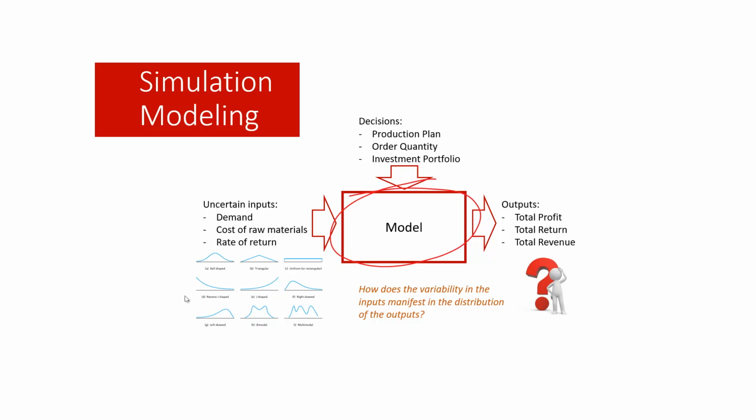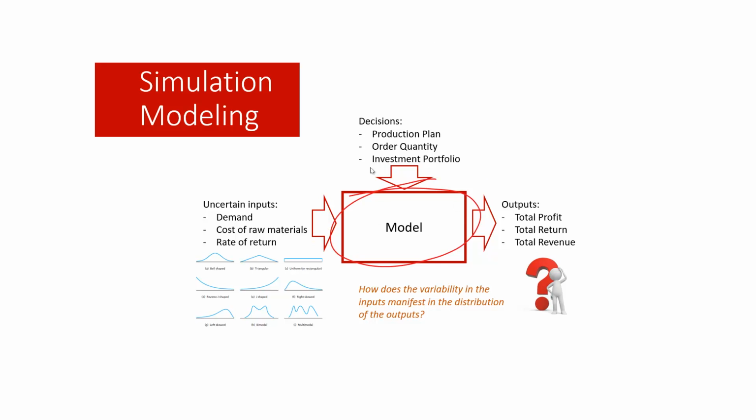Then there are decisions. So decisions are really under the control of the decision maker. So here are inputs that he can decide. If it is a production plan decision, how much to produce, or if he has to decide how much to have in stock, yes, he has control over that, or what stocks and what bonds to include in a portfolio, he has control of that.